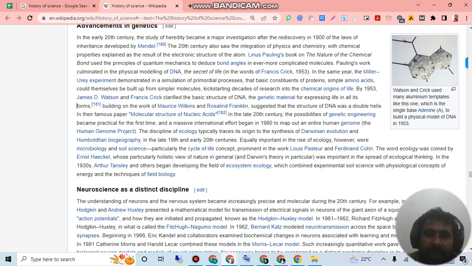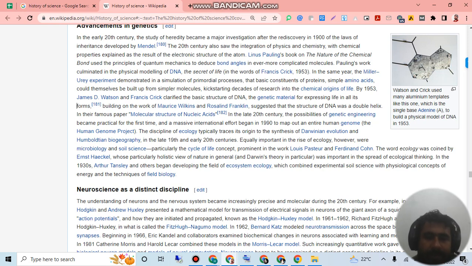By 1953, James D. Watson and Francis Crick clarified the basic structure of DNA, the genetic material for expressing life in all its forms, building on the work of Maurice Wilkins and Rosalind Franklin, suggested that the structure of DNA was a double helix in their famous paper, Molecular Structure of Nucleic Acids.